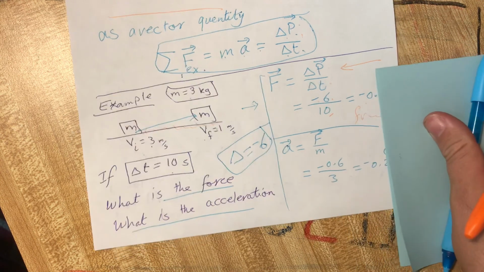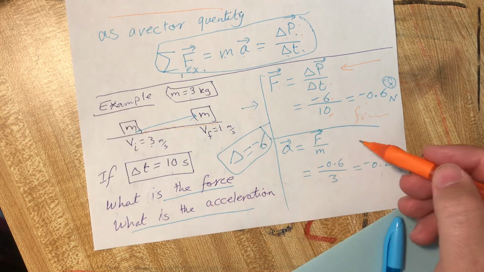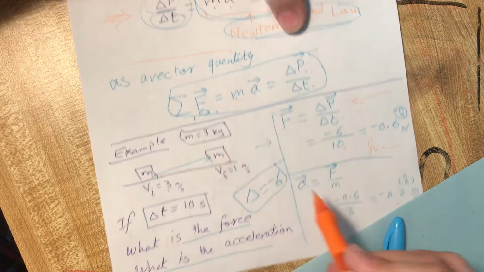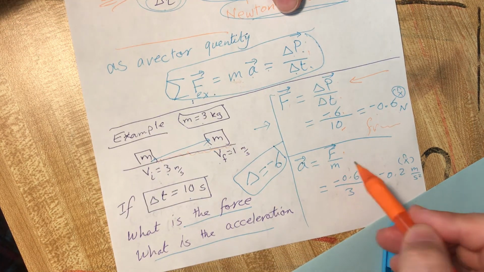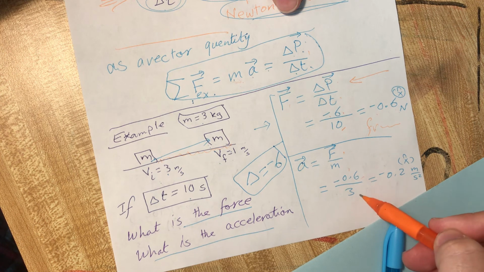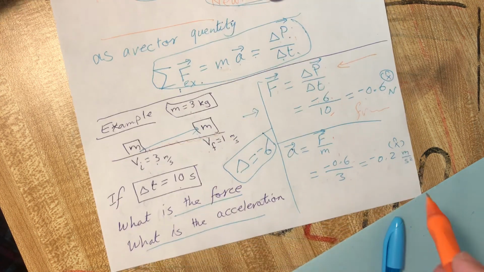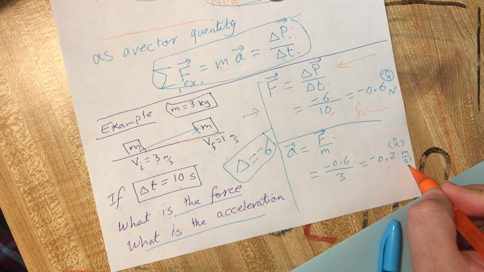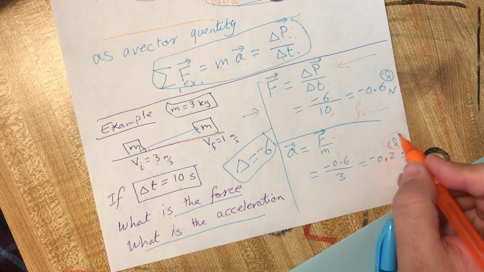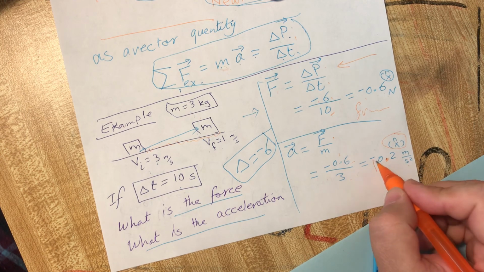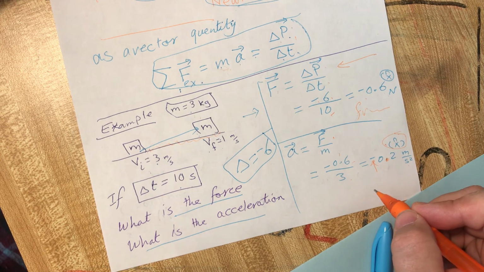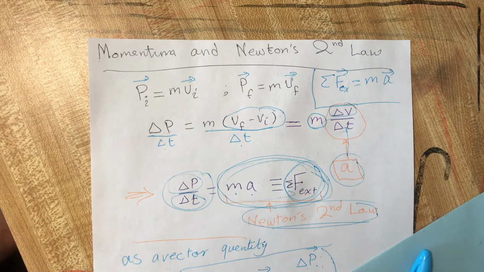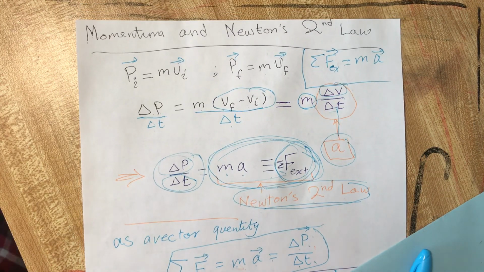What if we need to compute the acceleration? From Newton's second law, the acceleration is the force divided by the mass. The force is negative 0.6, and the mass is 3 kilograms, as we see here. The acceleration is negative 0.2 meters per second squared in the negative x direction. This is the relation between momentum and Newton's second law. It is simple. Thank you.